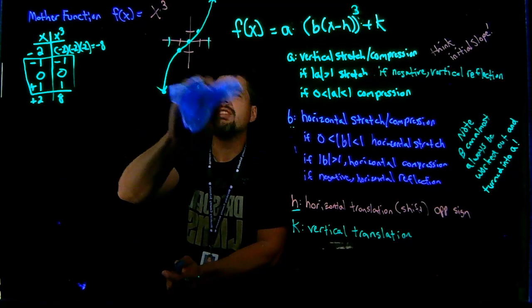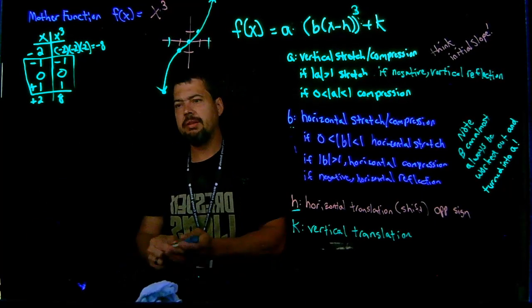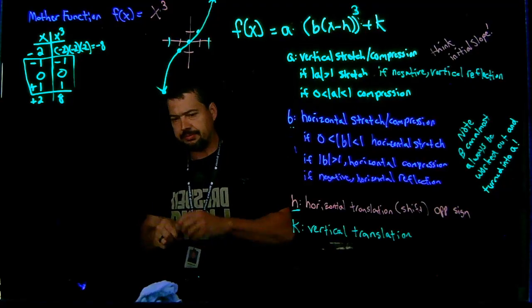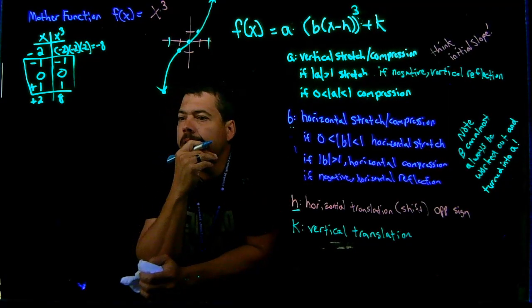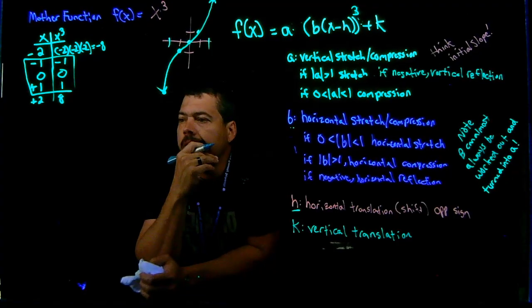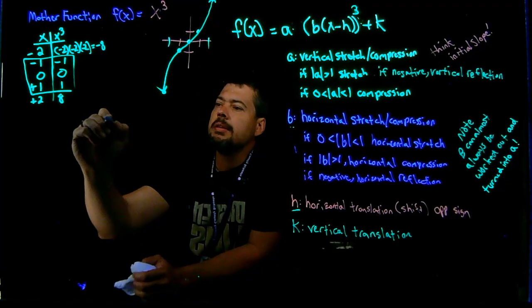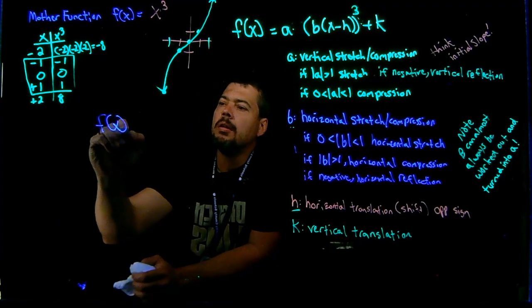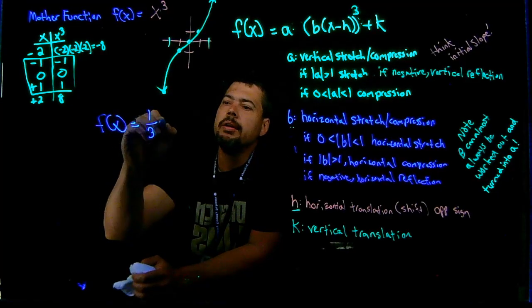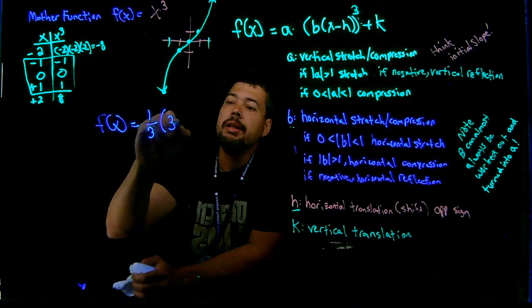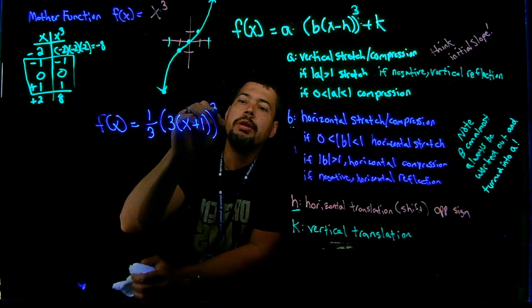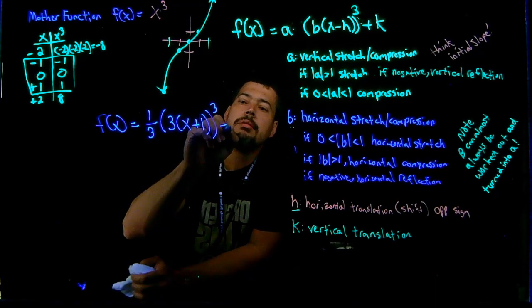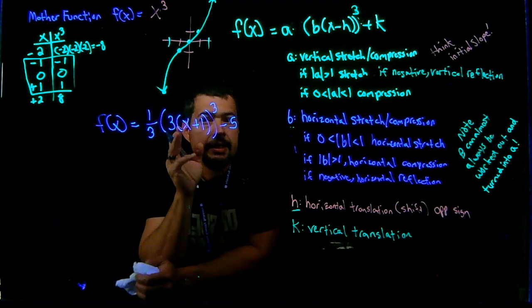But let's do one where there's a b term, and let's make it go away. Let's even make it scarier. Let's do some fractions here, okay? Let's do some fractions. Let's do f of x equals 1/3 of (3 times (x plus 1)) all cubed minus 5. And let's make this thing go away.